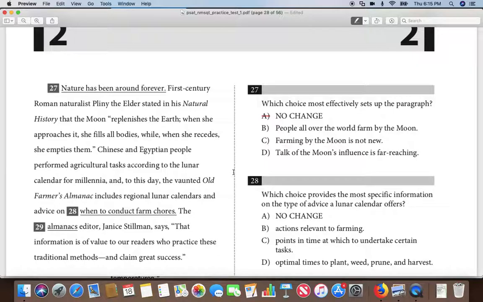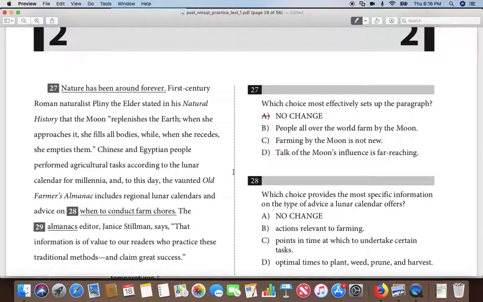So you asked the question, they're not really talking about whether farming by the moon is new or old, are they? Okay, actually maybe they are, because they said the Chinese and Egyptian people performed agricultural tasks according to the lunar calendar for millennia. So, yeah, that's like thousands of years, right? So maybe don't get rid of that one. Let's keep it. Let's try D.